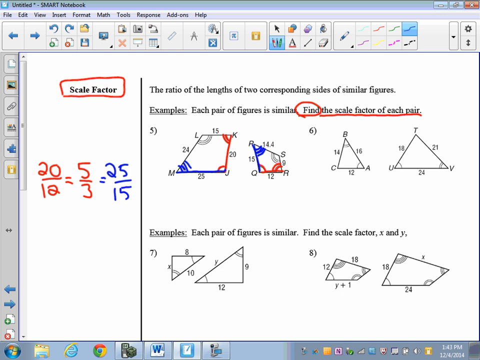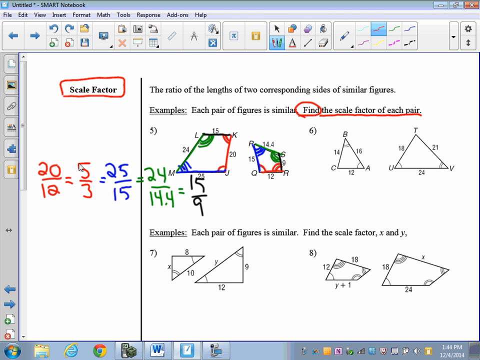We could do that with all the other sides. So that's also 24. That's the side between 4 and 3. 24 over 14.4. And the last side is 15 and 9. All of those tell me that they all reduce to or simplify to 5 over 3.